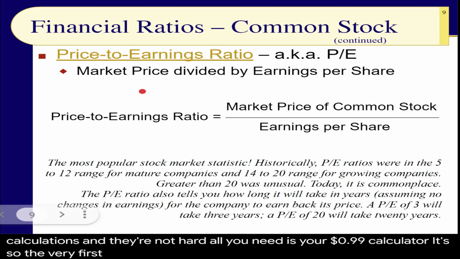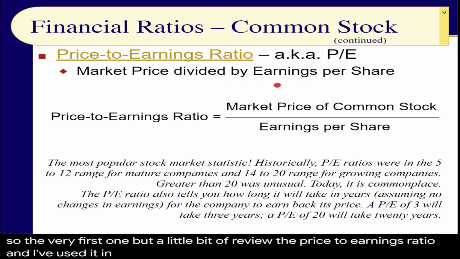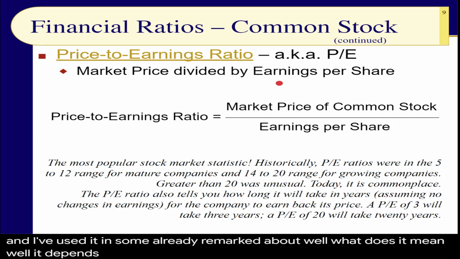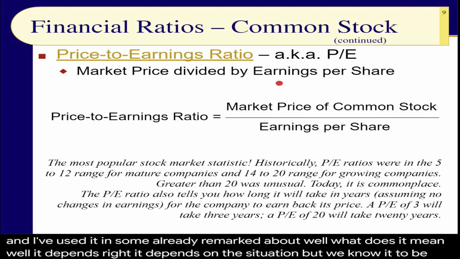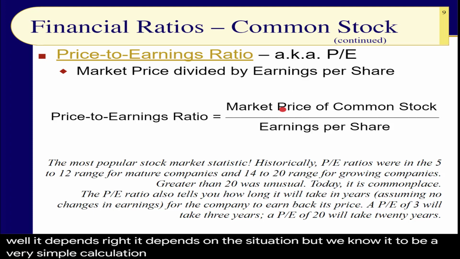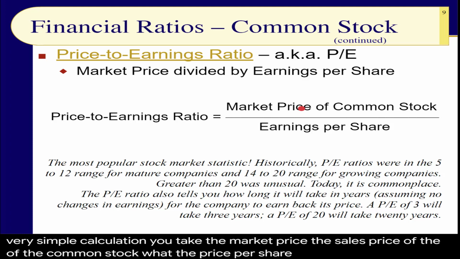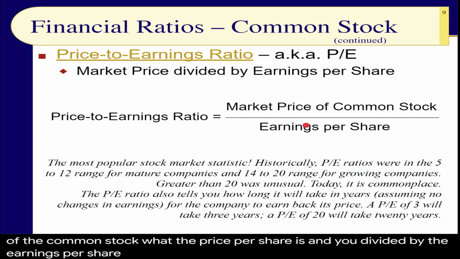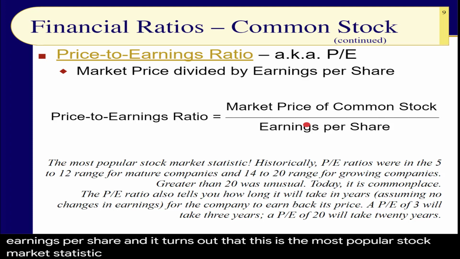So the very first one, a little bit of review, the price to earnings ratio. And a few students have already remarked about, well, what does it mean? Well, it depends, right? It depends on the situation. But we know it to be a very simple calculation. You take the market price, the sales price of the common stock, what the price per share is, and you divide it by the earnings per share. And it turns out that this is the most popular stock market statistic. Historically, PE ratios were in the 5 to 12, maybe 14, 15 range.